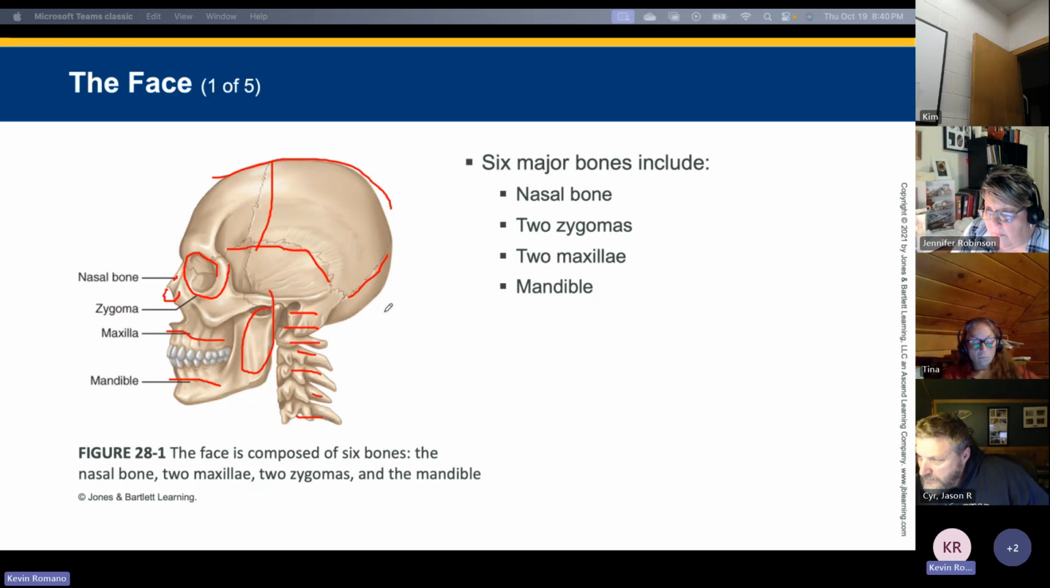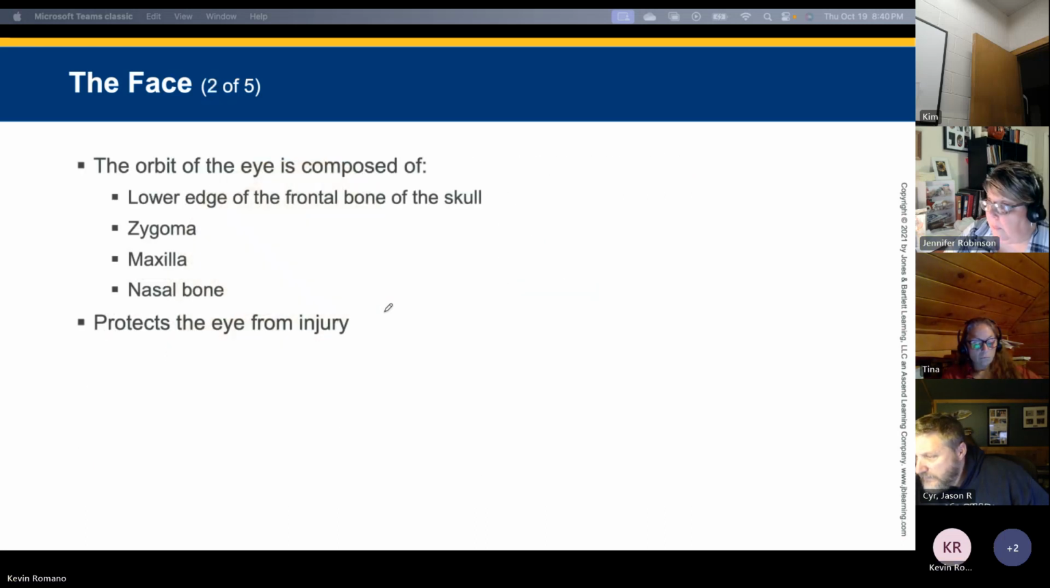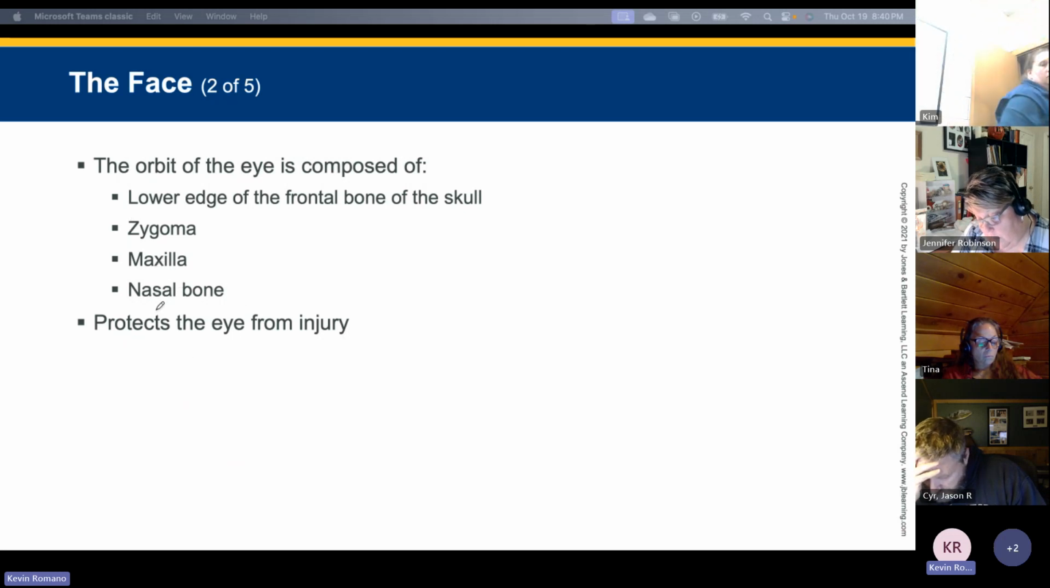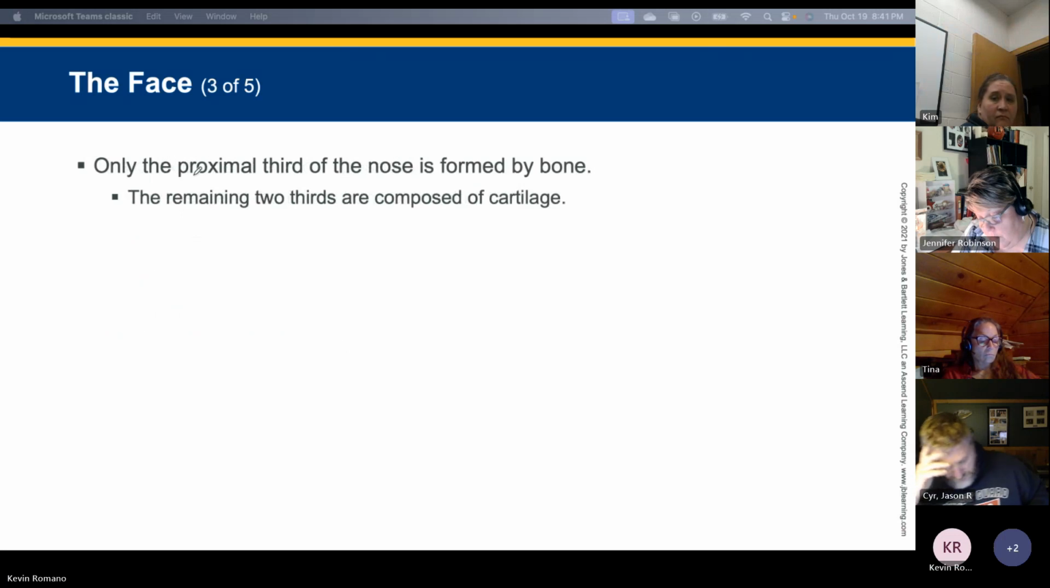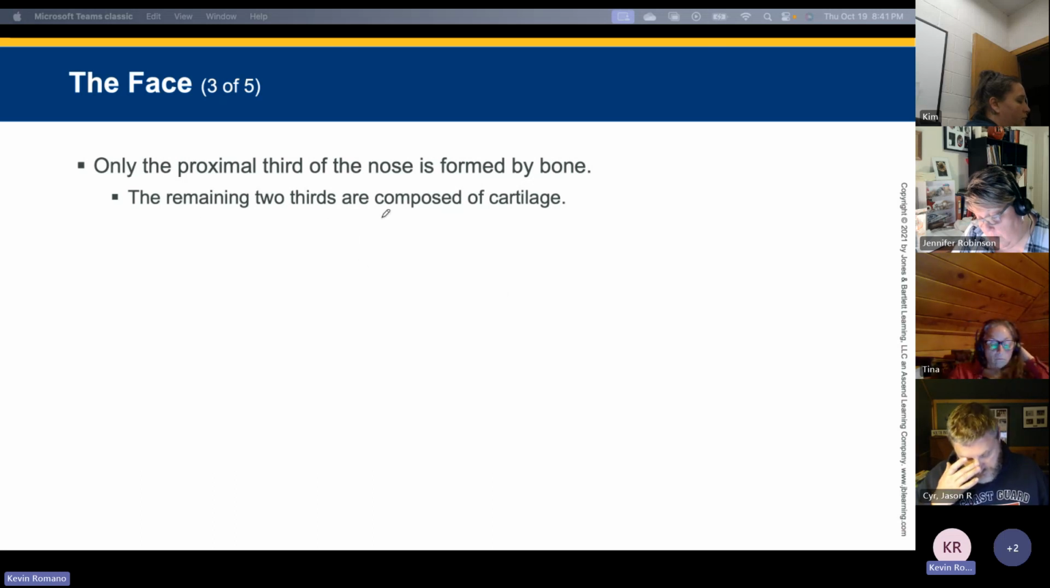There are 6 major bones, as we talked about here, right? The orbit of the eye is composed of the lower edge of the frontal bone of the skull, the zygoma, maxilla, and the nasal bone, which protects the eye from injury. So you may see raccoon eyes if you have fractures of the orbits. Only the proximal third of the nose is formed by bone. The distal portion is all cartilage. The other 2/3 is composed of cartilage.